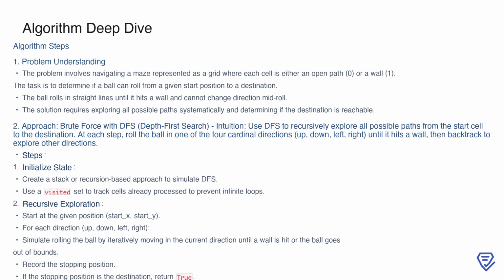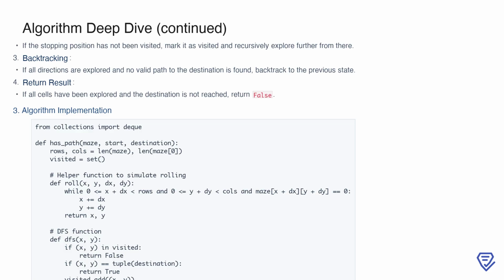The exploration itself starts at the given position, simulating the rolling of the ball in each direction until it either hits a wall or goes out of bounds. If the ball stops at the destination, we return true, indicating the path is valid. If the ball stops at a position that hasn't been visited yet, we mark it as visited and recursively explore further from there.